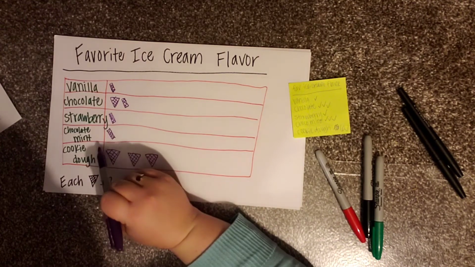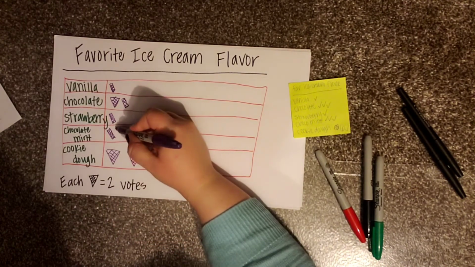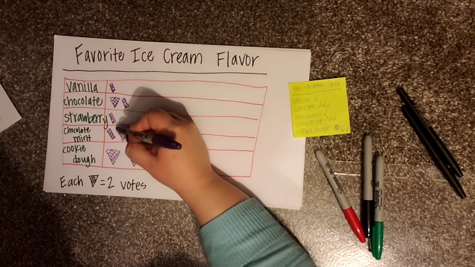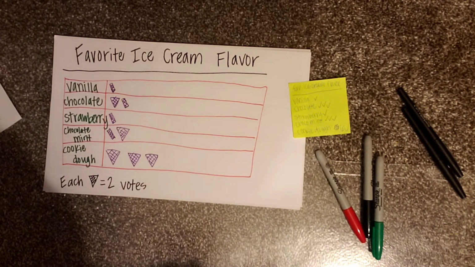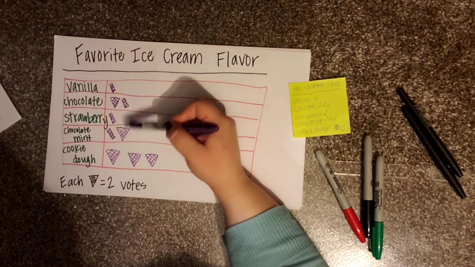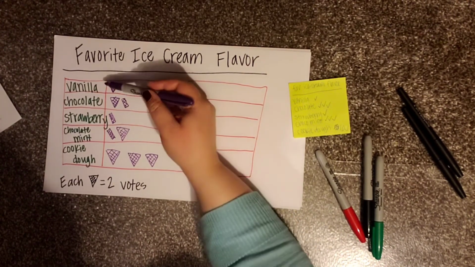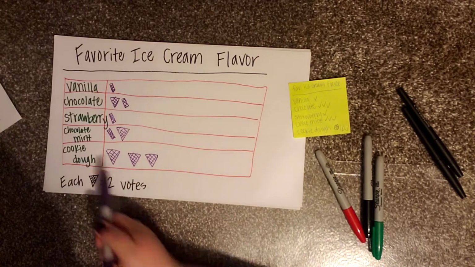1 vote. Chocolate mint. Oh, I totally forgot. Oh my gosh, I'm so glad I looked this over. I totally forgot my other 2 on my chocolate mint. It had 3 total. There we go. Ooh, chocolate and chocolate mint had the same amount. They both had 3. And vanilla and strawberry had the same amount. Cookie dough had the most.